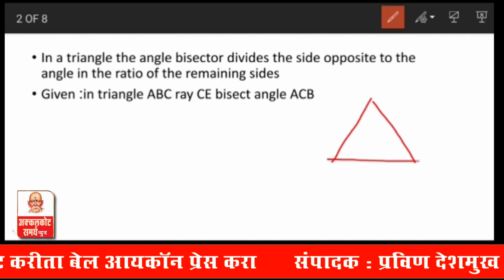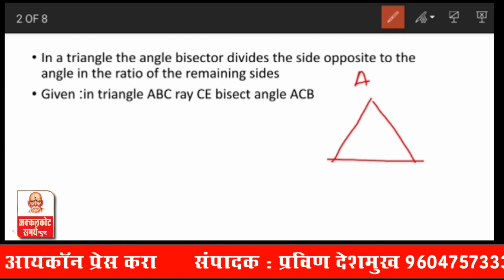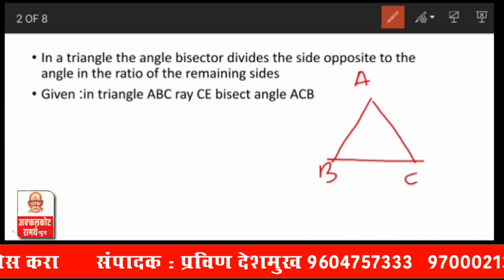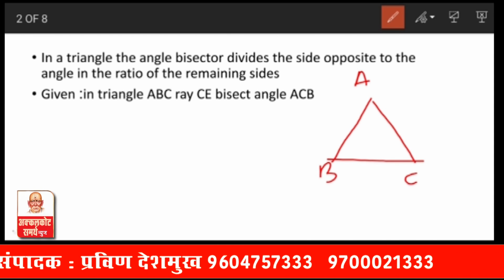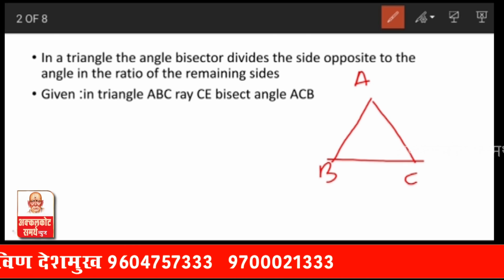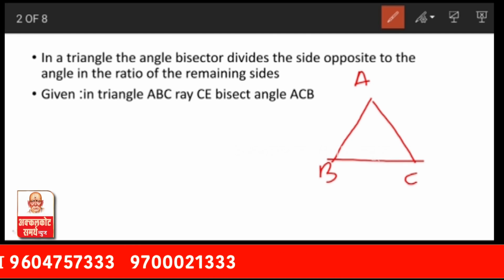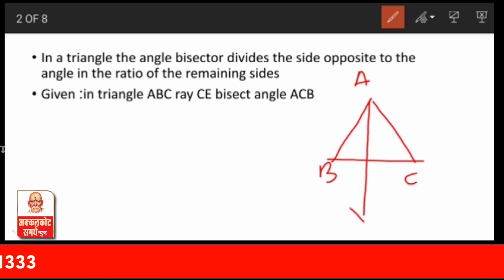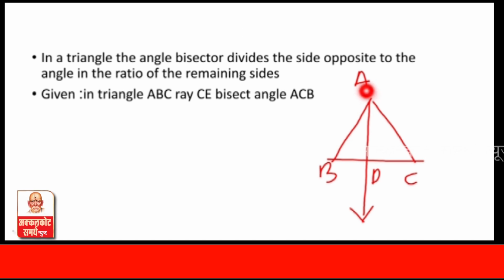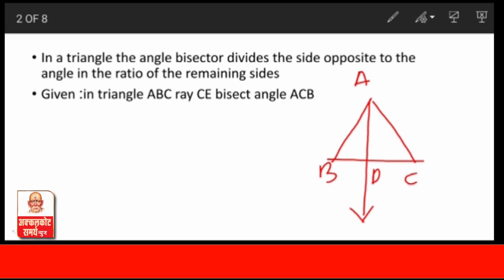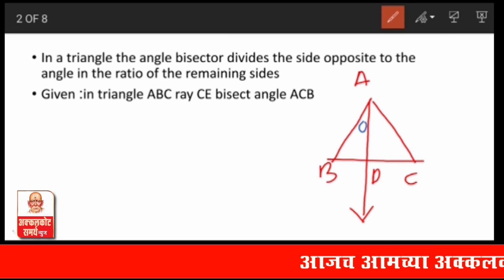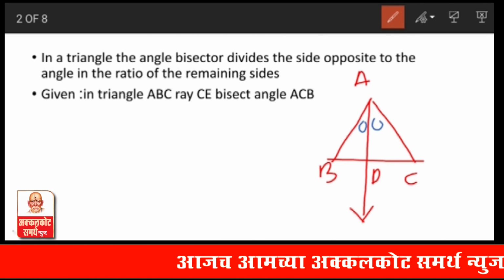Suppose this is our triangle ABC. Here is A, here is B, here is C. In this triangle, one of the angles has a bisector. Suppose this AD is the angle bisector of which angle? Angle BAC. This means, children, that angle BAD and angle CAD are congruent.